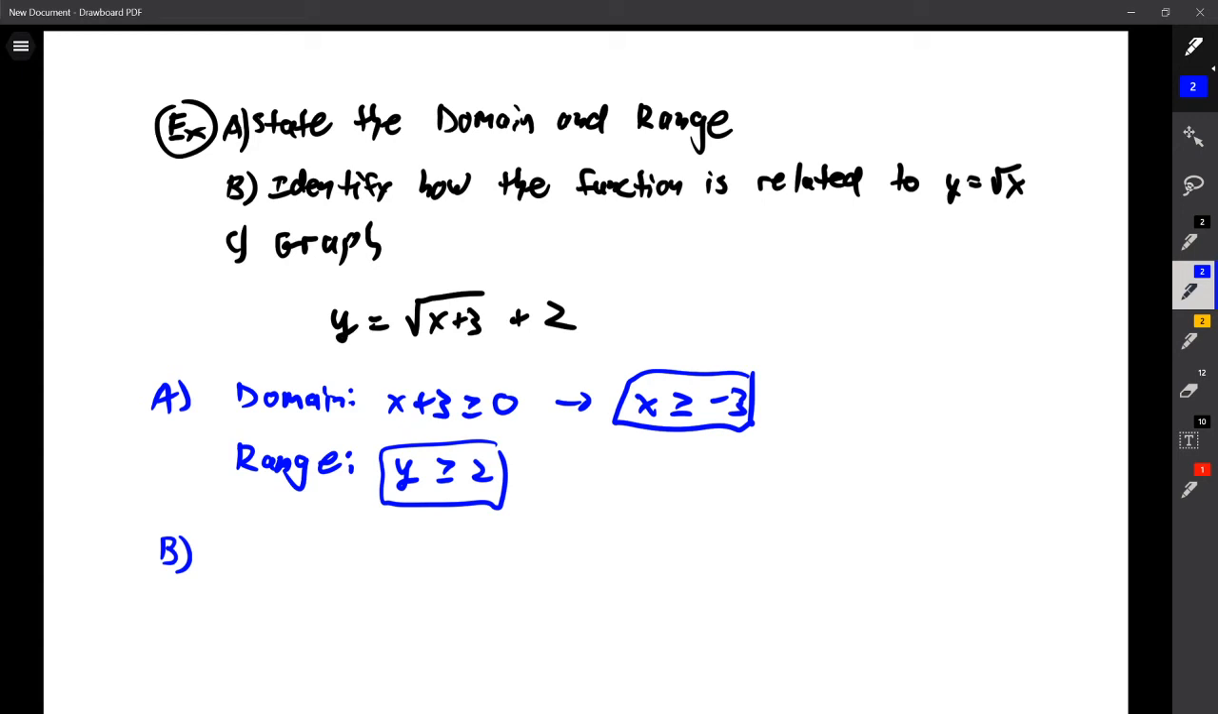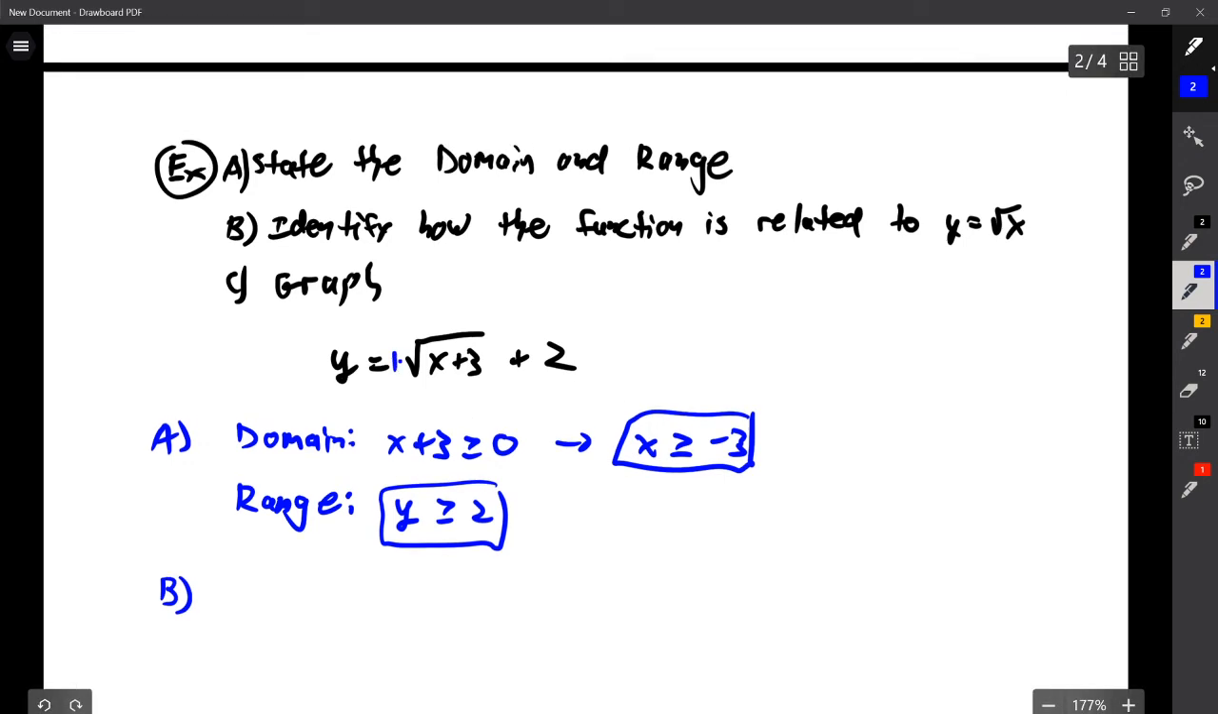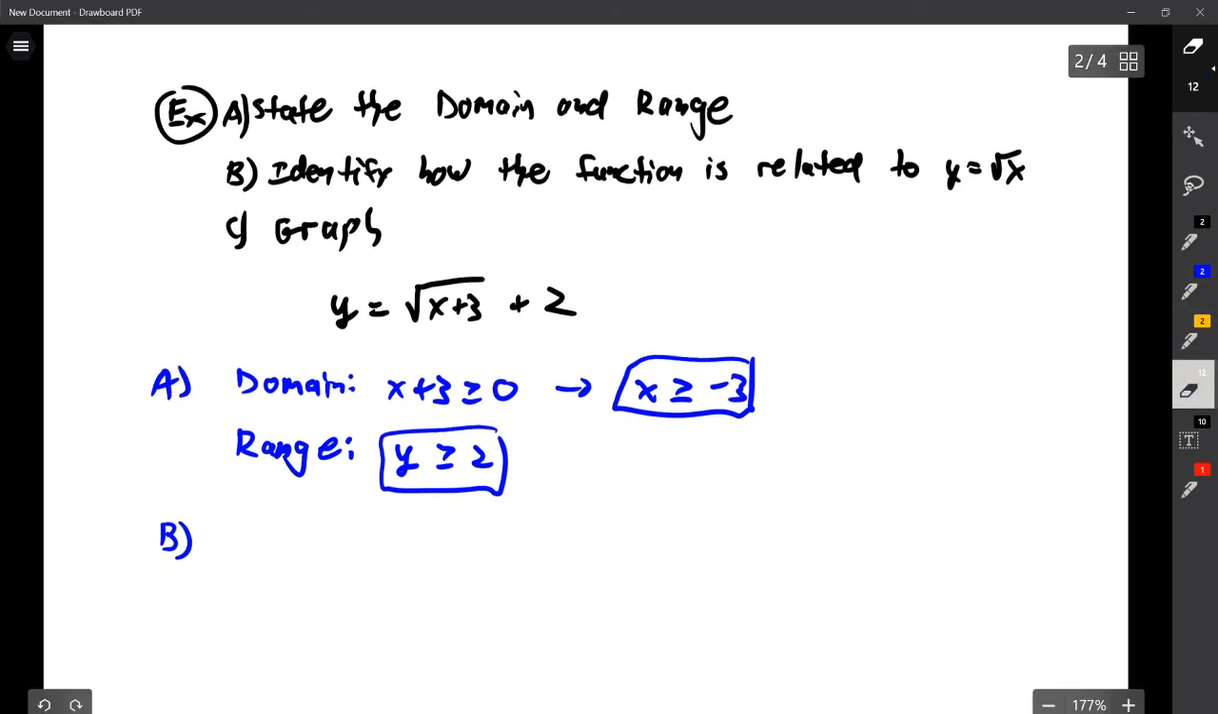Well, we have an A value. The A value is technically a positive 1, right? So the A value is positive, so there's no reflection going on. The A value is 1, so there's no stretching or compressing. So we don't have any stretching, any compressing, any reflecting going on. All we have are translations.